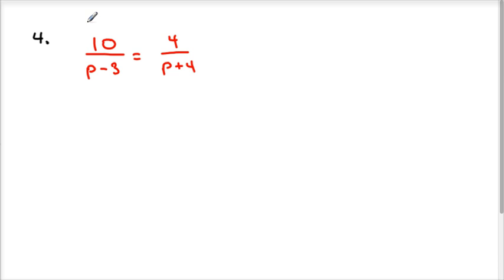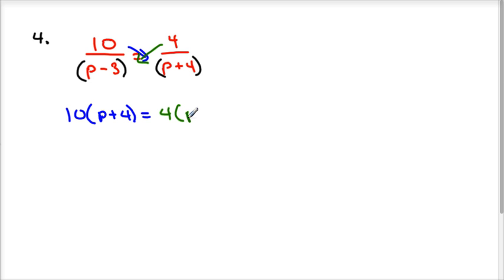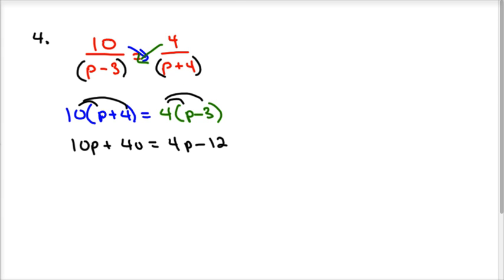2 more examples. Example number 4: 10 over p minus 3 equals 4 over p plus 4. So in this case we have binomials in both fractions. Okay, I'm going to put these in parentheses, just to remind myself I'm going to distribute. So we got 10 times the quantity p plus 4 equals, and going the other way now, 4 times the quantity p minus 3. Okay, let's distribute in. We got 10p plus 40 equals 4p minus 12, and I distribute the 4 to both sides. So I'm distributing on both sides here, okay?